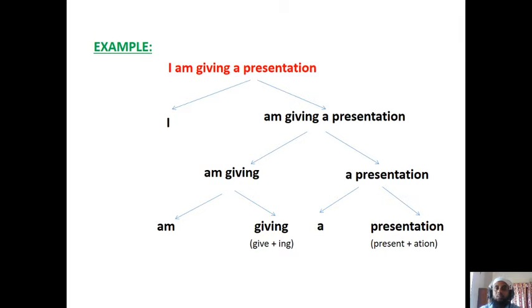Here is another example. I am giving a presentation. So here is the subject and here is the predicate, or verb phrase, at the first cut. Am giving a presentation: am giving is a verb phrase, and this is a noun phrase, and again you have an auxiliary verb and a principal verb, and the principal verb again has two morphemes, give and -ing. And in the noun phrase you have a determiner, article, and a noun.